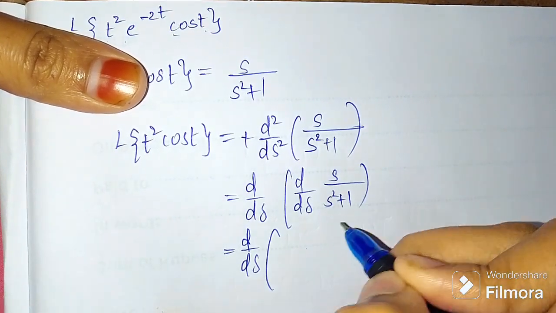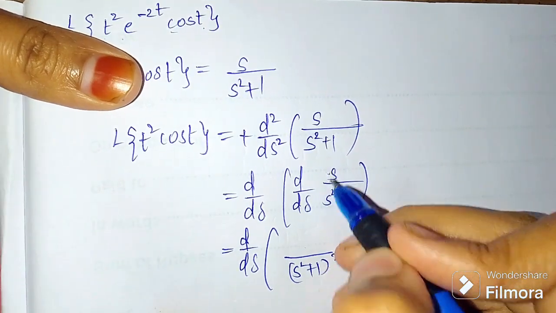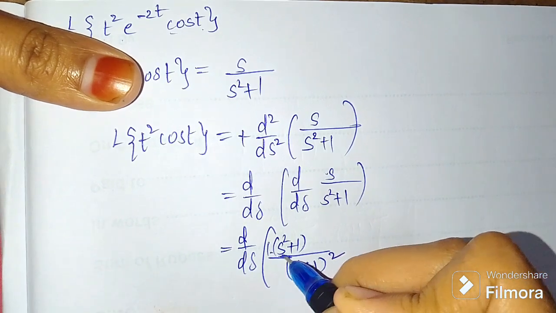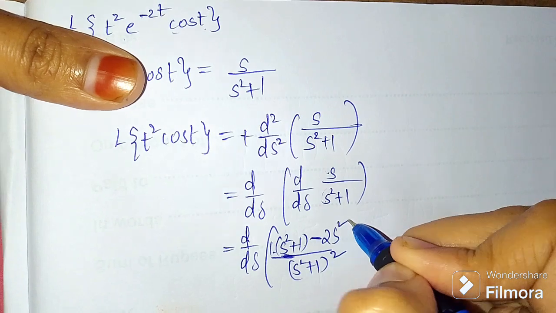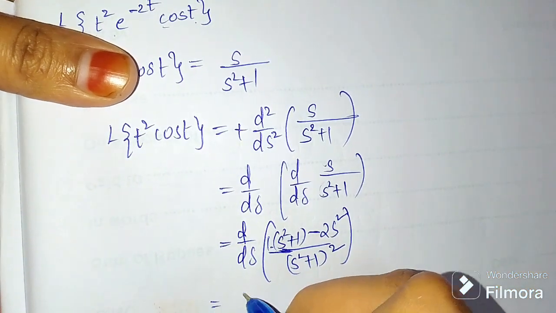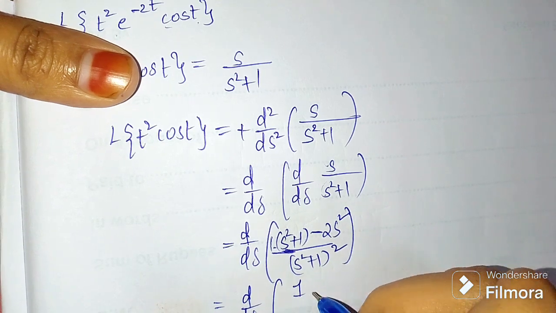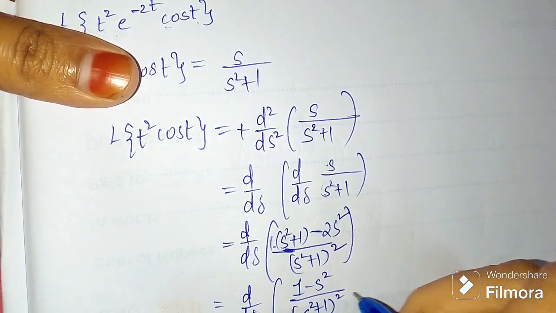So what is this? s square plus 1 whole square. This is 1, so (s square plus 1) into 1 minus, for this, 2s into s. So which you will be getting (1 minus s square) by (s square plus 1) whole square.